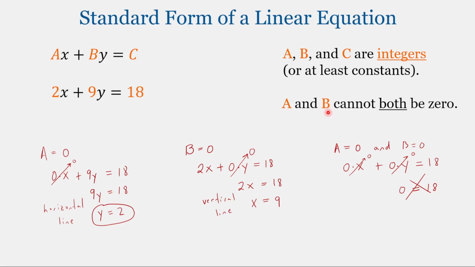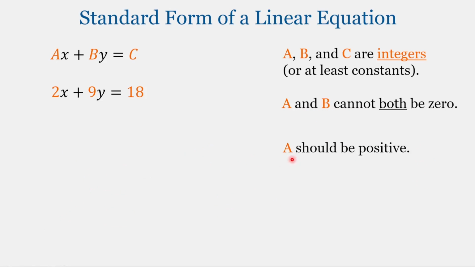B can be 0. We saw that in the second case here, and we end up with a vertical line. But we can't have both a and b being 0 at the same time. And then finally, a should be positive. Ideally, that first coefficient will be a positive number.